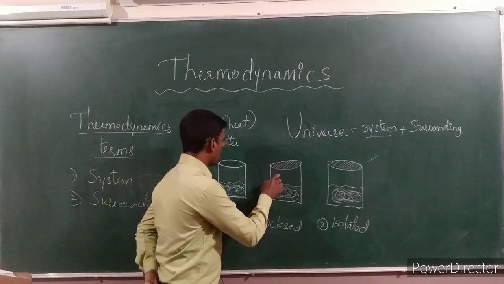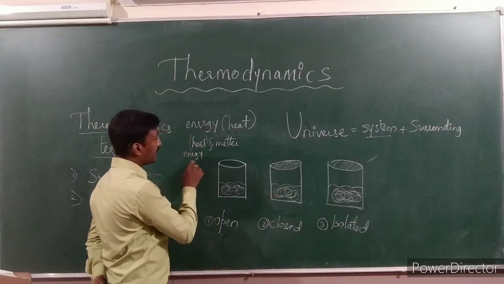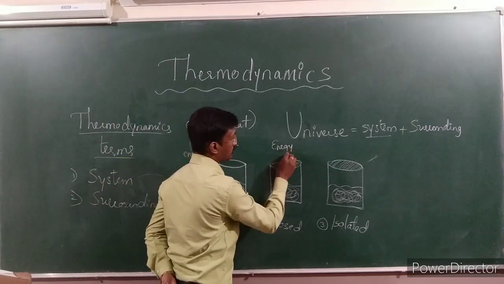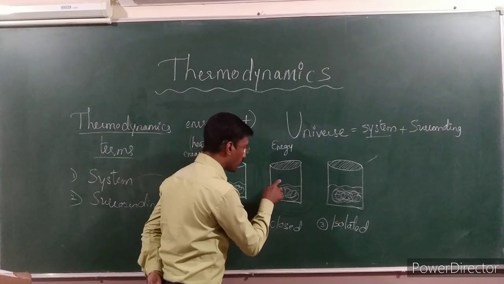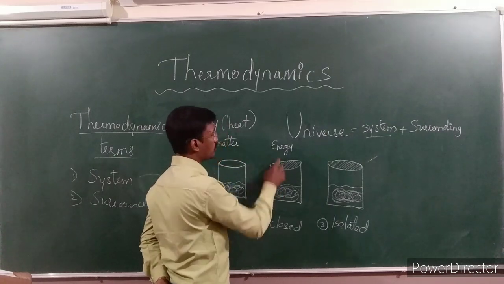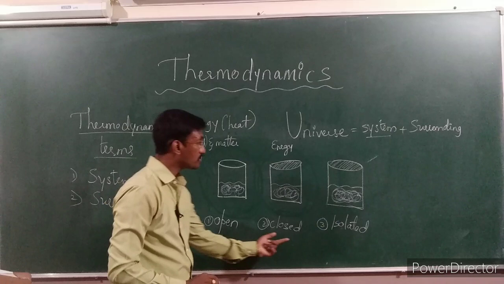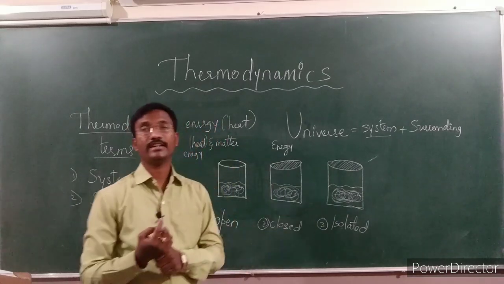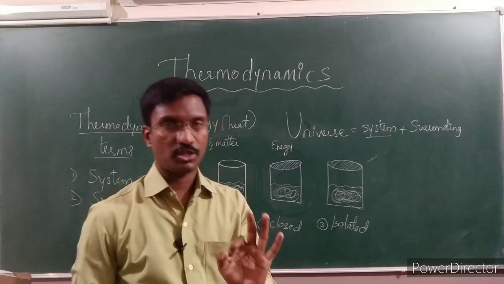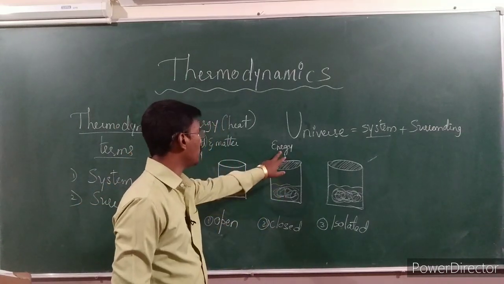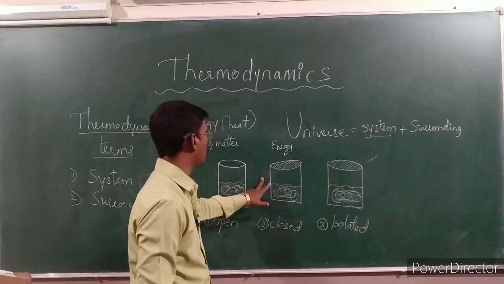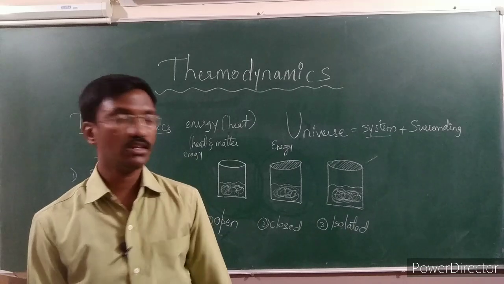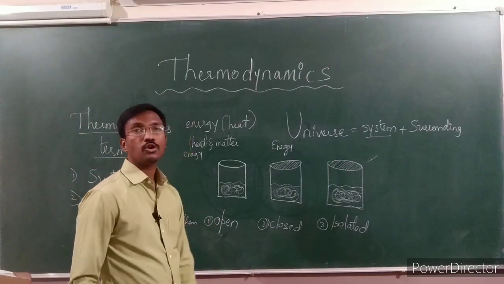For that reason, only the energy undergoes transformation. Energy is transferring from the system to the surrounding or the surrounding to the system. This is called a closed system, but not the material. Matter does not undergo any transformation. In a closed system, there is a transformation of energy but not matter. Only energy is transferring. Such kind of system is called a closed system.